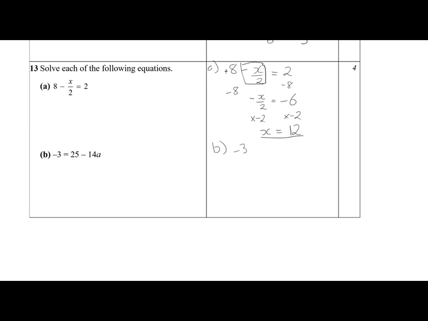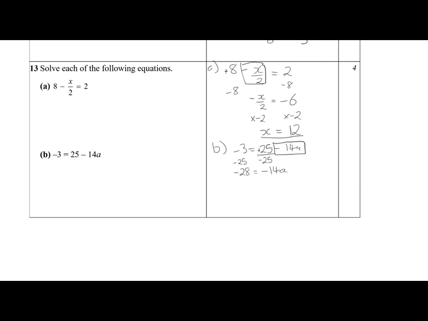B is pretty similar. We've got minus 3 is equal to 25 minus 14a. As with before, we want to deal with this addition first. We want to get rid of the plus 25. So we want to take away 25 from both sides. A lot of people go wrong with minus 3 minus 25. Use a calculator if you need to. Minus 28. And that leaves us with minus 14a.